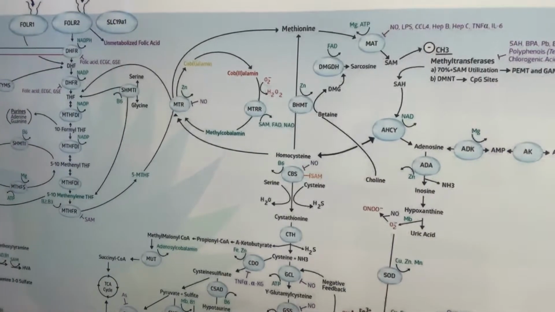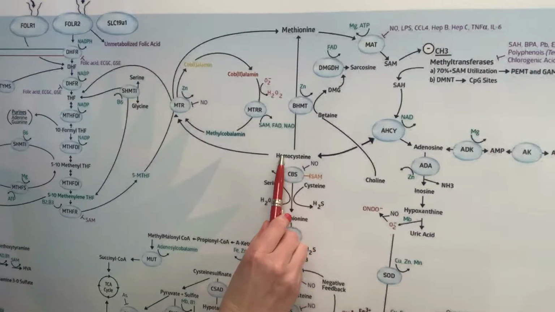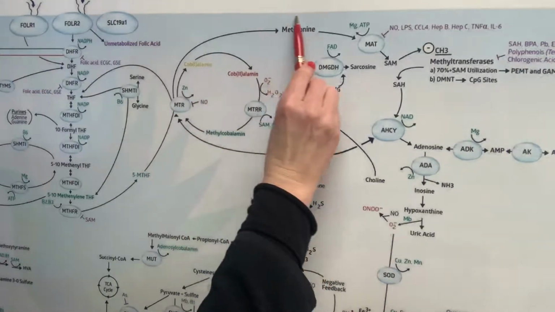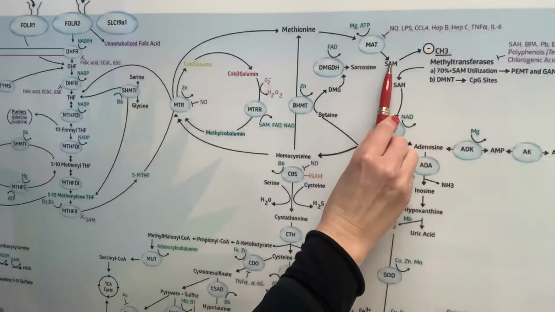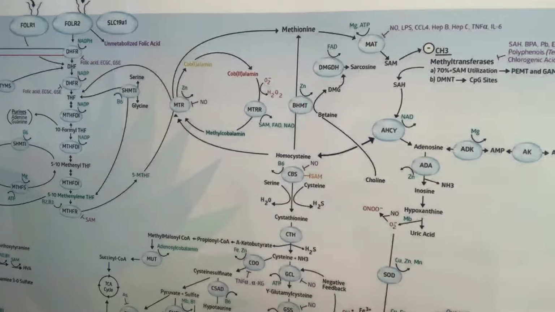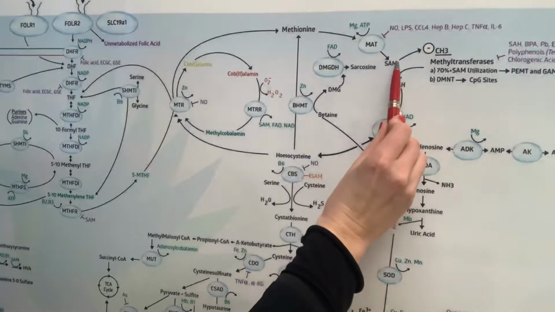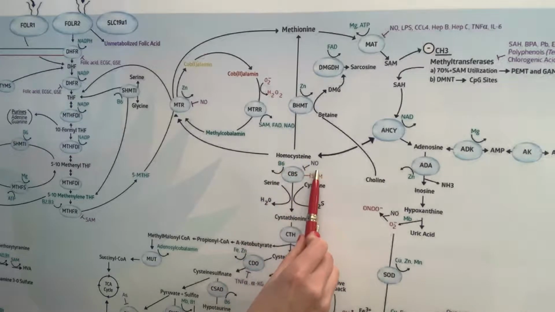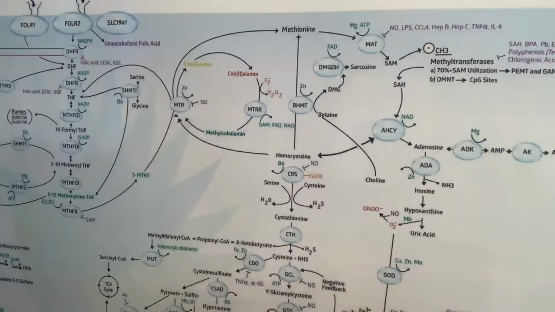So here we've got homocysteine. Now homocysteine has two essential roles in the body. One is to make SAM, and the other is to make glutathione. So SAM is the body's major methyl donor and glutathione is the body's major antioxidant. When we test homocysteine, the ideal level in the blood is 7.